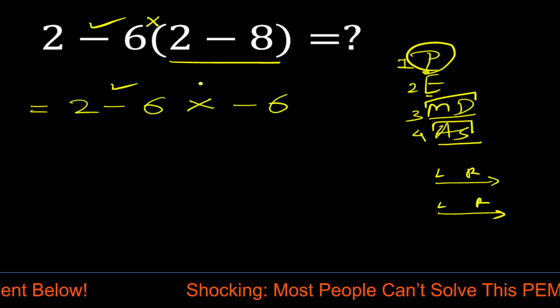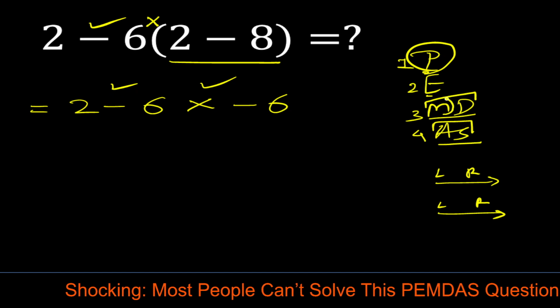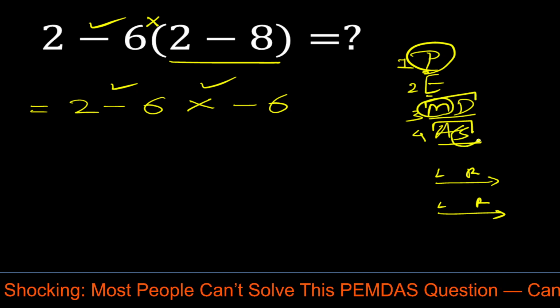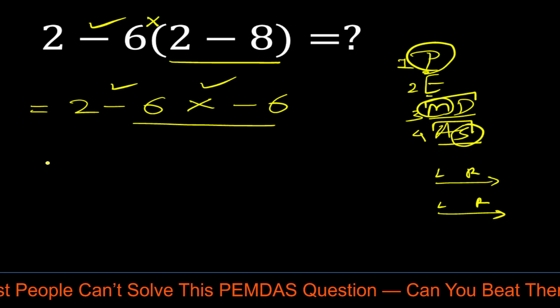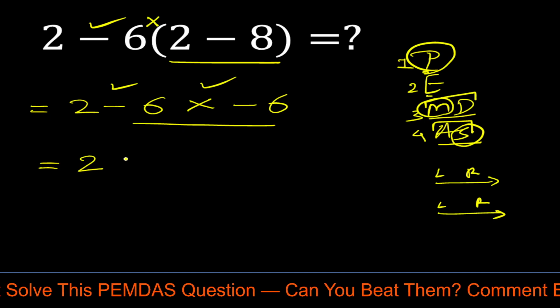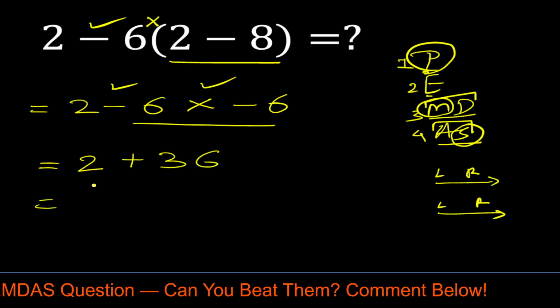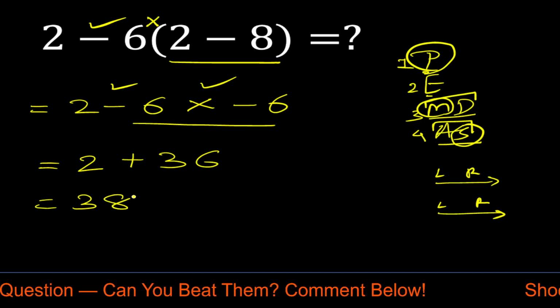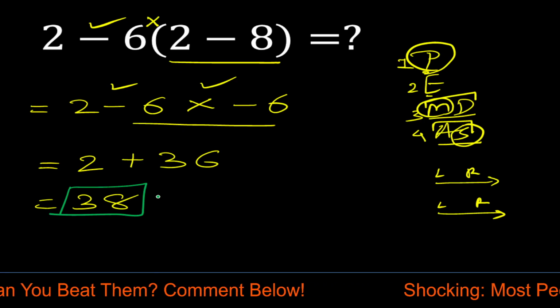Now here we have subtraction and here multiplication. So according to the PEMDAS rule, first we have to solve multiplication. Then we have to solve subtraction, right? So first we have to solve this multiplication. So 2. Now minus 6 times minus 6 is equal to plus 36. So 2 plus 36 is equal to 38, right? So the correct answer is 38.